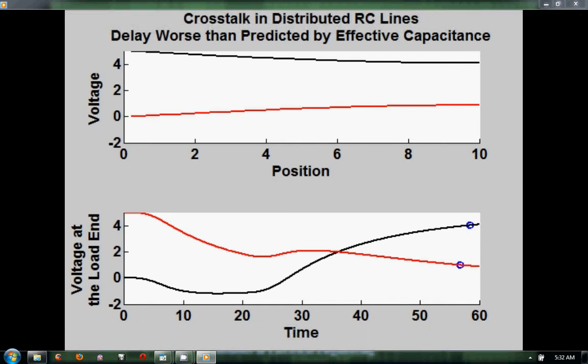For the effective capacitance estimation to be accurate, both transitions must occur at about the same time. Since they didn't for this simulation, the response is actually worse than what effective capacitance would predict.